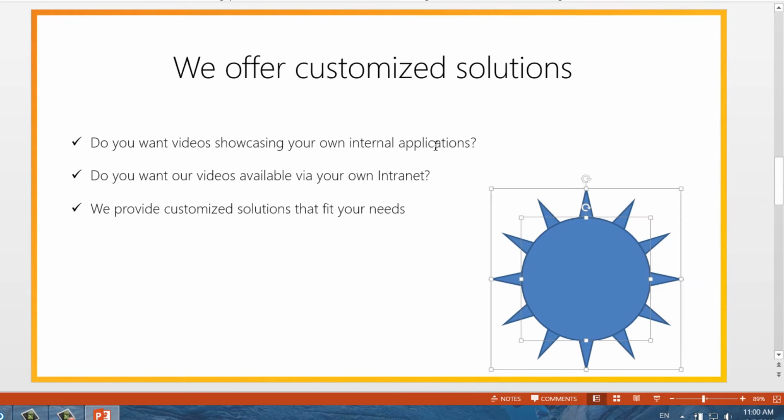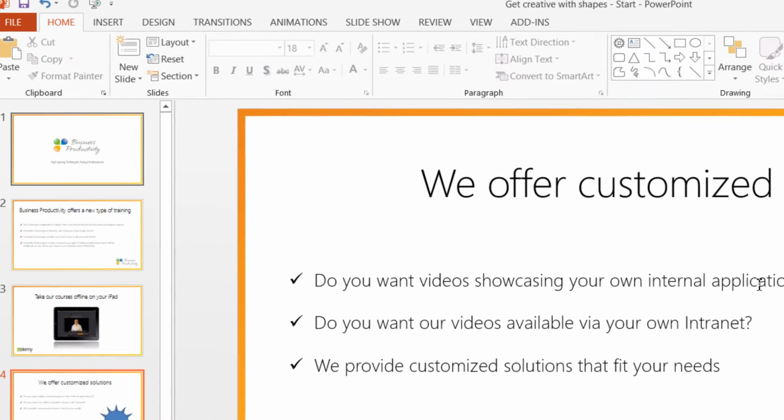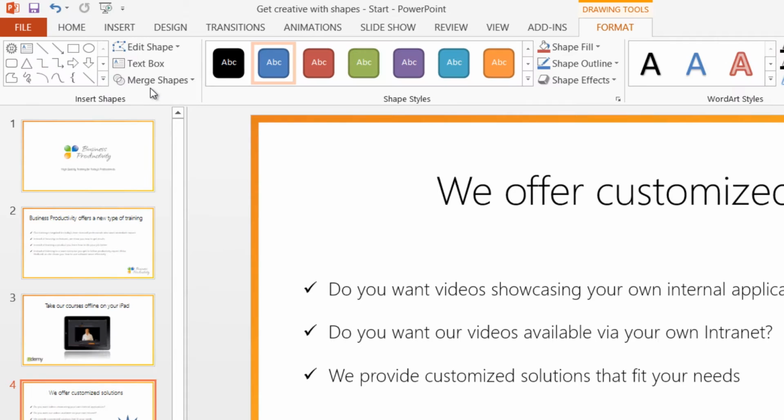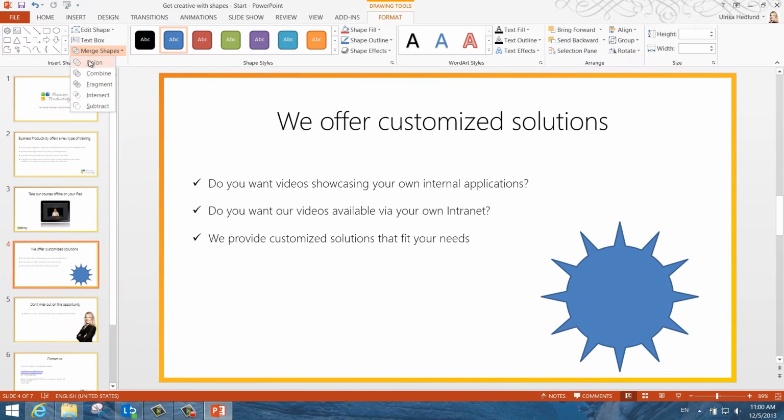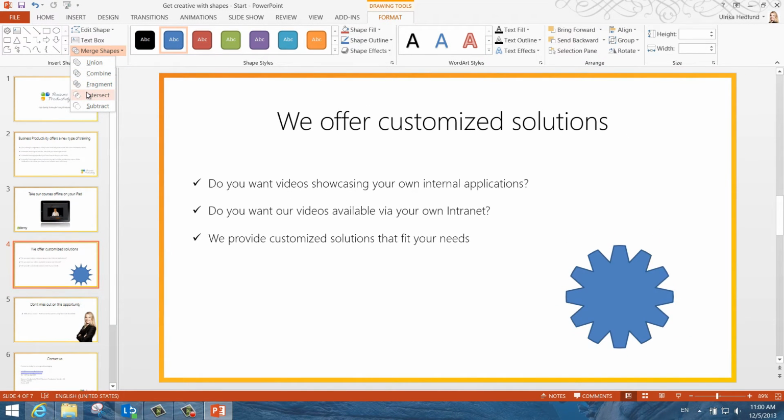Now I'll mark both shapes, and under the Drawing Tools Format tab, in the Insert Shapes section, I'll click Merge Shapes. Here you have a number of different options for how to combine your shapes. Here I'll select Intersect. Then I'll insert one more circle.